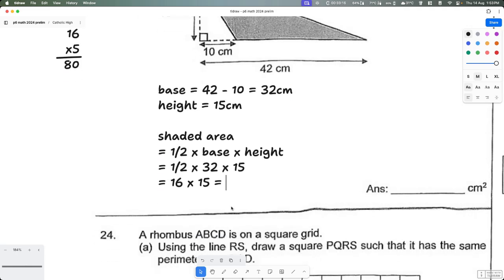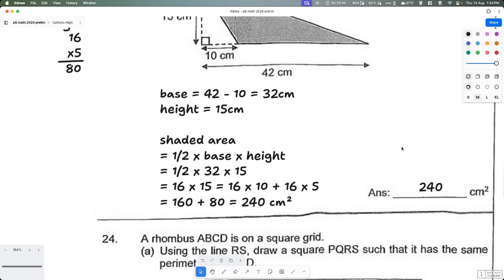So 16 times 15 is equal to 16 times 10 plus 16 times 5, which is equal to what? 16 times 10 is 160, and 16 times 5 is 80. Then, not times, plus. So this will be 240. Centimeter squared. There you go, so that's the answer, 240 centimeter squared.